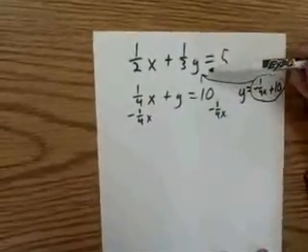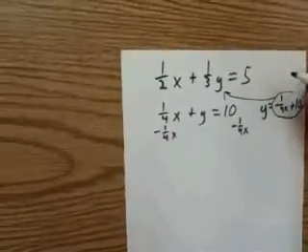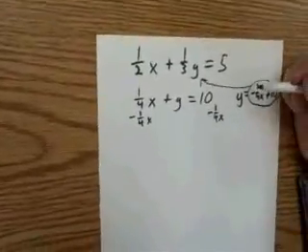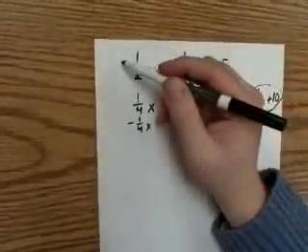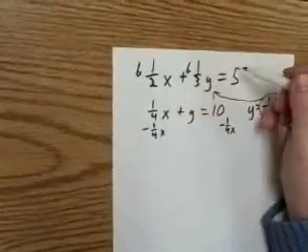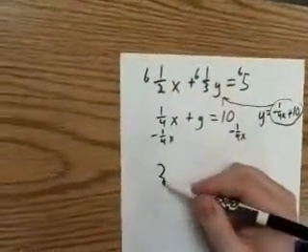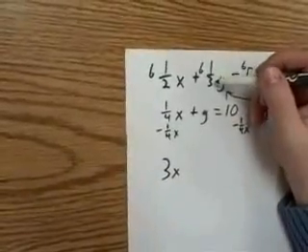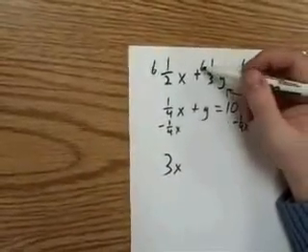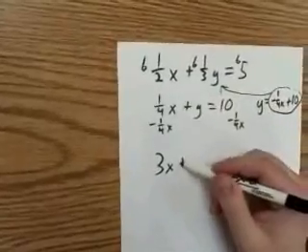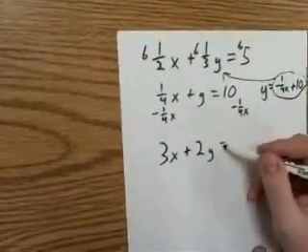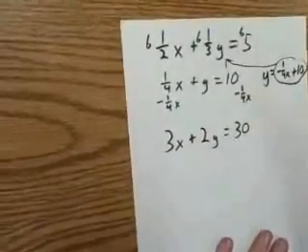First I'm going to make this equation a little bit easier to work with. I'm going to get rid of the fractions by multiplying by the lowest common denominator. Multiply by 6, multiply by 6, multiply by 6. This is now, half of 6 is 3x, one third of 6 is going to be 2, plus 2y is equal to 30. Now it's a little more manageable.